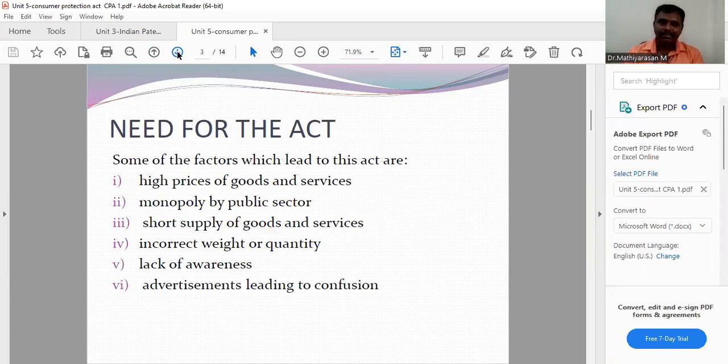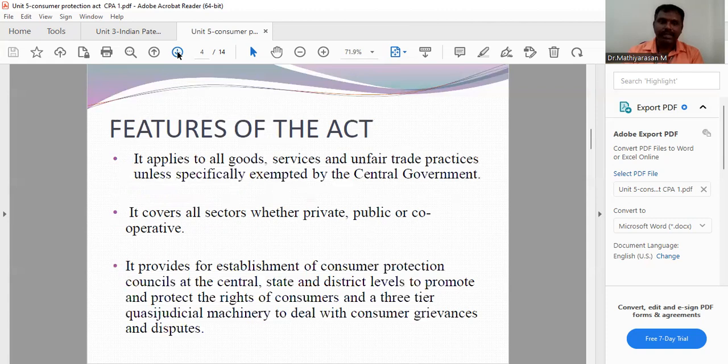Need for the Act. Some of the factors which led to this Act are high prices of goods and services, monopoly by the public sector, short supply of goods and services, incorrect weight or quantity, lack of awareness, and advertisements leading to confusion.